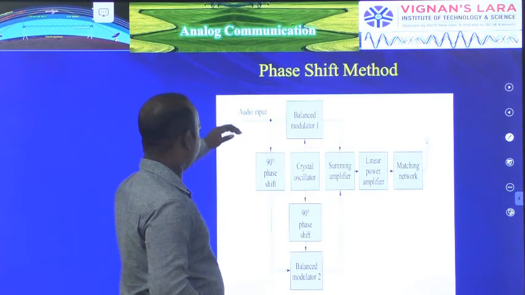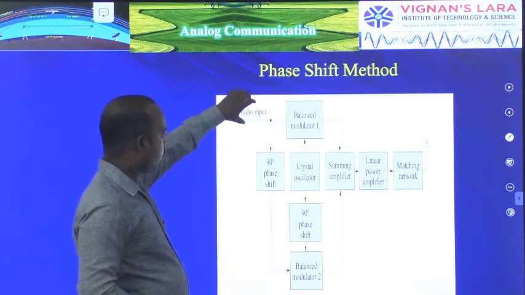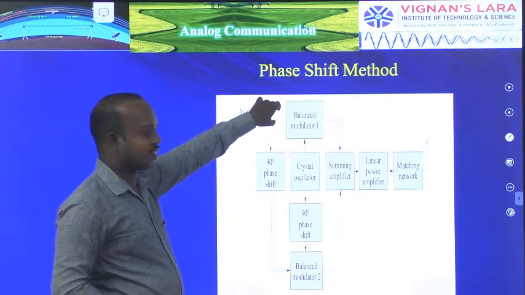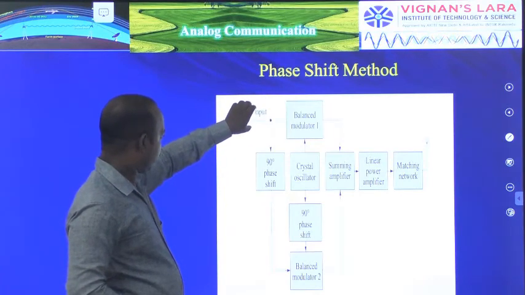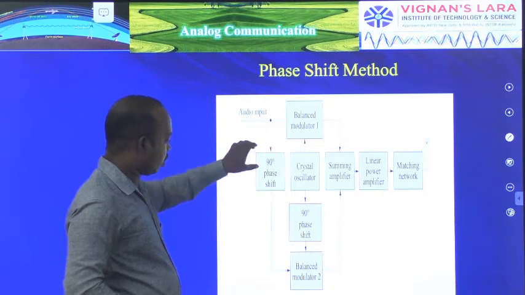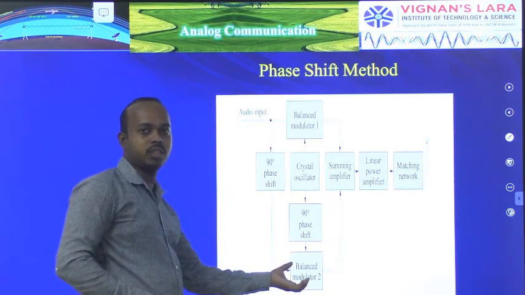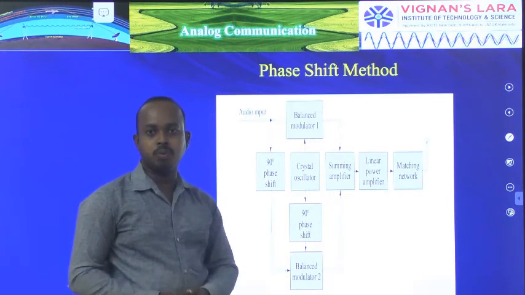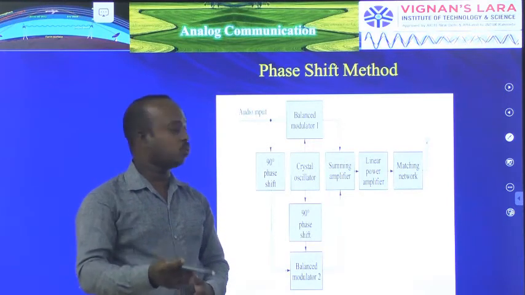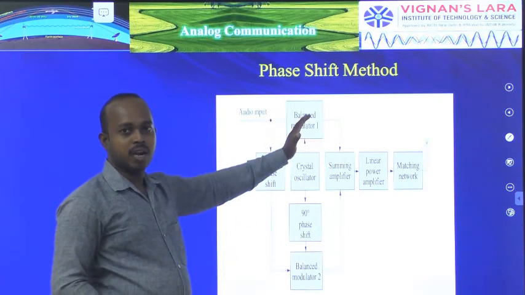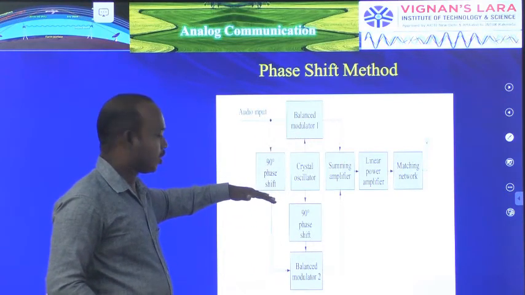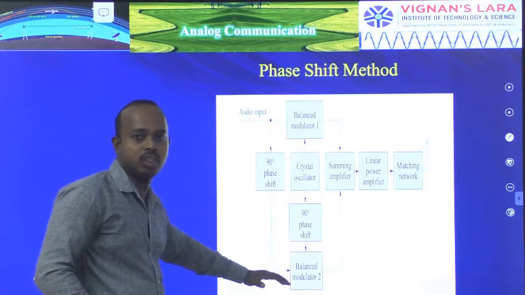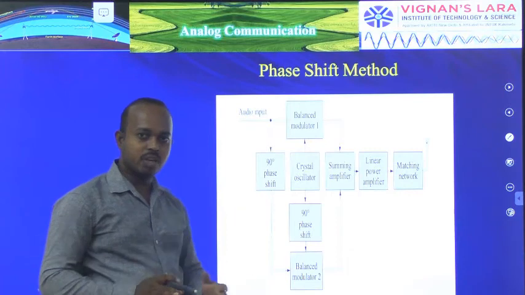Now you can see the audio input. The audio input is applied directly to balance modulator 1, and the second one is applied with a 90 phase shift, then you can assign it to balance modulator 2. In the phase shift method, I directly apply the audio input to the balance modulator, and I have to assign 90 phase to the audio input, then apply it to balance modulator 2.